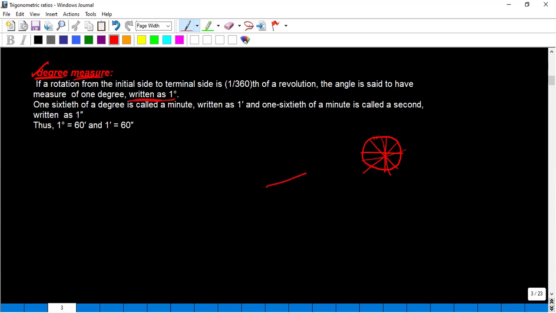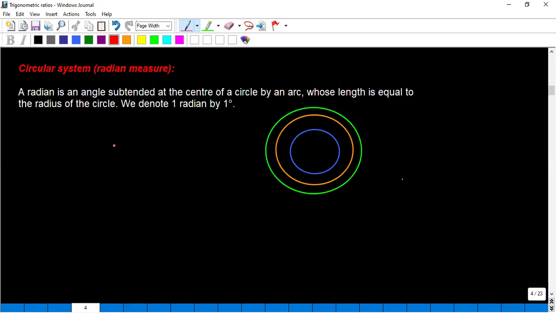Further, each part they again divided into 60 equal parts, and each part is known as a minute. So 1 degree is 60 minutes. Again they further divided 1 minute into 60 seconds. This is degree measure. Then we have one more system, that is the circular measure system.